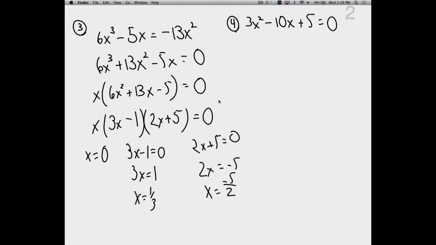Justin, how does it factor? 3x plus 5 and then x minus 1. 3x, what the heck? 3x plus 5 and what? X minus 1. What? That doesn't work? Negative 3x plus 5x is 2x. Uh-oh. Okay, I have an eraser.